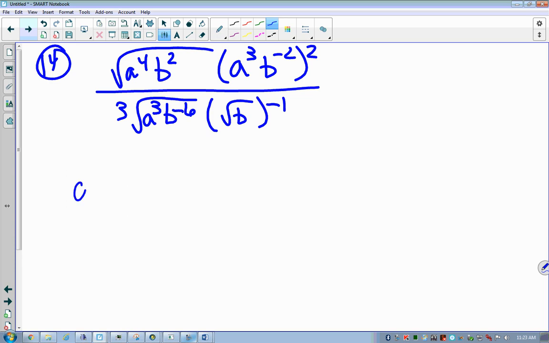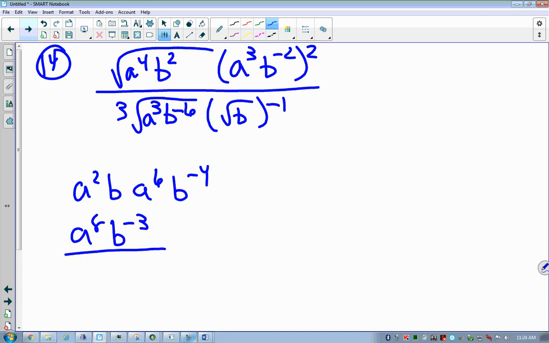Let's start with the top. That's going to be a squared b. And then I'm going to get a to the 6th, b to the negative 4th. Okay, simplify that. I'm going to get a to the 8th, b to the negative 3rd. That's my numerator. Does that make sense? Okay, great. All right, I'm going to try to simplify my denominator over here. That's going to be a, b to the negative 2nd. Let's see. This is b to the 1/2 to the negative 1st. So what that's going to be is b to the negative 1/2. Does that make sense?